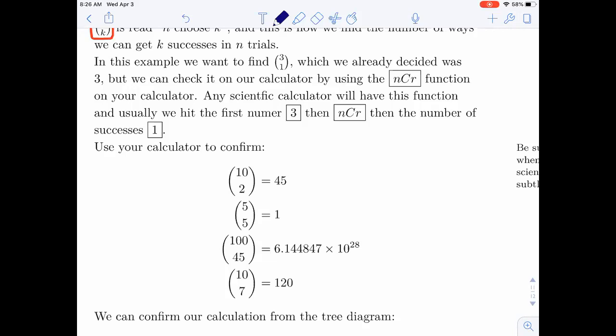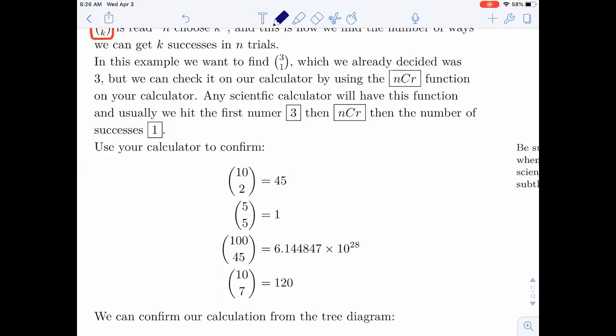Okay. So if you do 5 choose 5, you should get 1, right? There's only one way to have all successes, or even all failures. If you do 100 choose 45, you should get scientific notation.